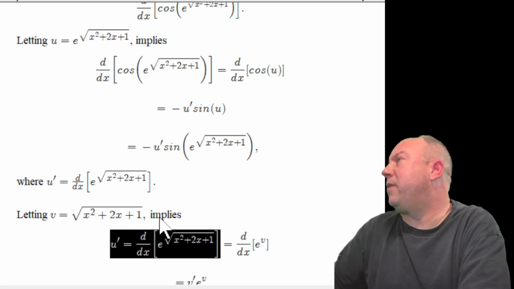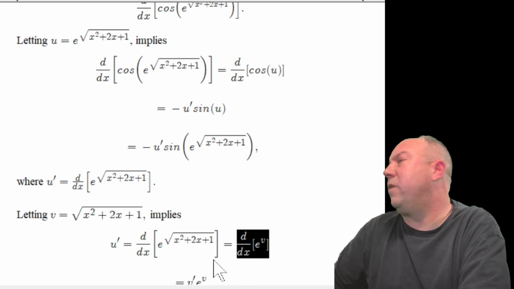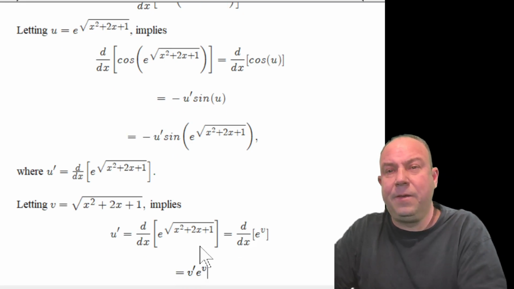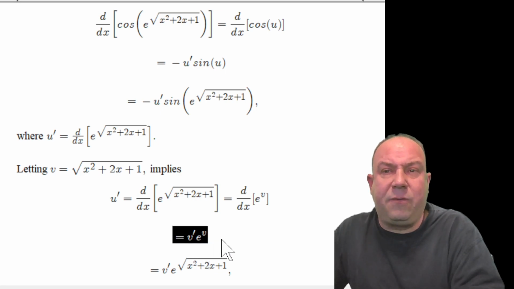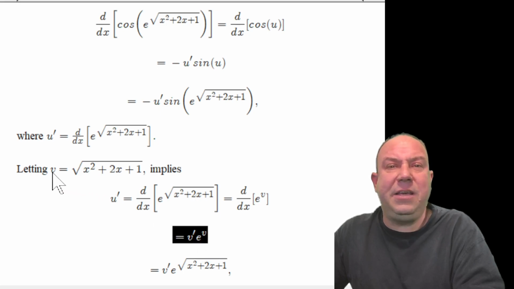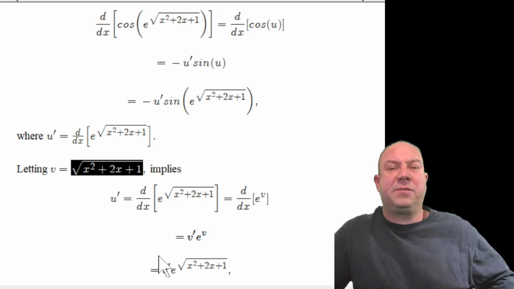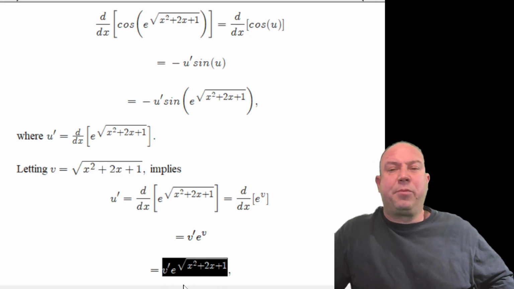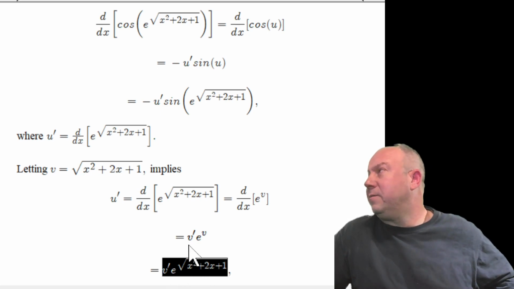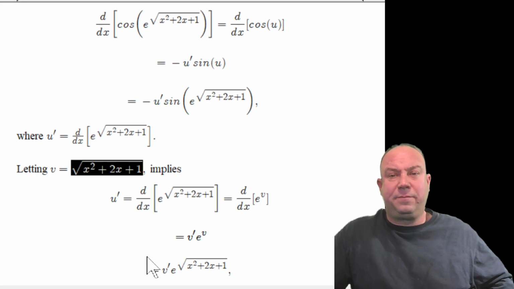That ends up implying, when I think about the u prime in the previous statement, its derivative is equal to the derivative now with respect to x for e to the v, where that result from the rules above would be just equivalent to v prime e to the v. And because v is this radical, the square root of x squared plus 2x plus 1, we're left with v prime times e to the square root of x squared plus 2x plus 1, replacing the v in e to the v with its value given by the radical.